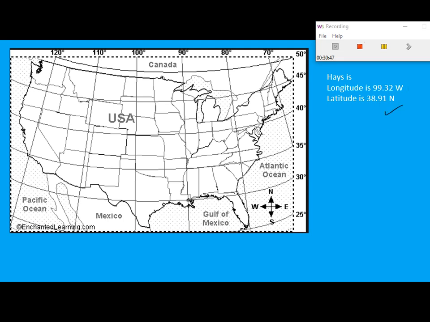Well, picture where Hayes, America is. It says it's at a longitude of 99.32 degrees. So I would need to come over to 99 degrees. So I'm going to start here. I'm going to come over to 99 degrees, 0.32. So I'm really close right there. And I would need to come up to 38.91 degrees north. So I'd need to come up to where I think 38.9 degrees would be. So maybe right in there. So there's Hayes, America. Now, these are kind of nice little problems.